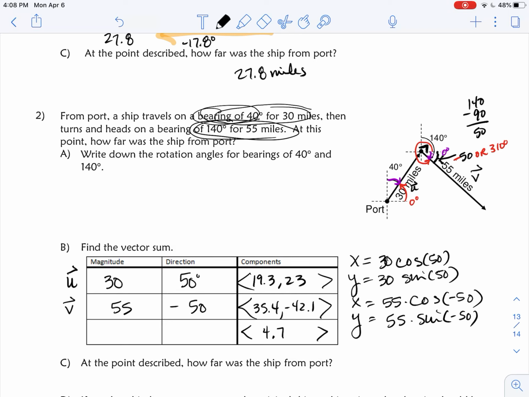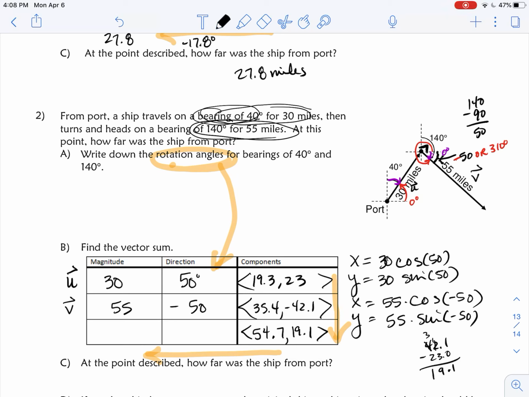Okay, so let's add those. So let's see if we can do that. That's 0.7, 9, and 5 is 14. Carry the 1, 3, 4, 5, 54.7, and then 42.1. Can't do the subtraction as easily in my head, so let's see, that's 1, 9, 10, 11, 12, and how about 19.1? Okay, so those are the components of my resultant vector.